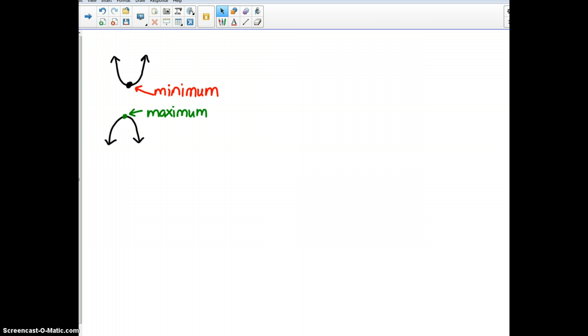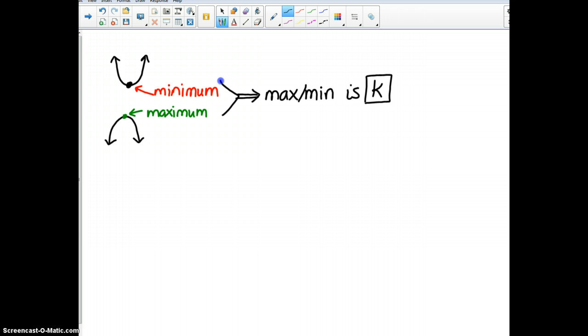In either case, whether the parabola opens up or opens down, whether it has a maximum or a minimum, the maximum or minimum value is the y-coordinate of the vertex. So if you know the vertex of a parabola, you know its maximum value or its minimum value, depending on which way it opens. But you also have to understand how a tells you which it is.